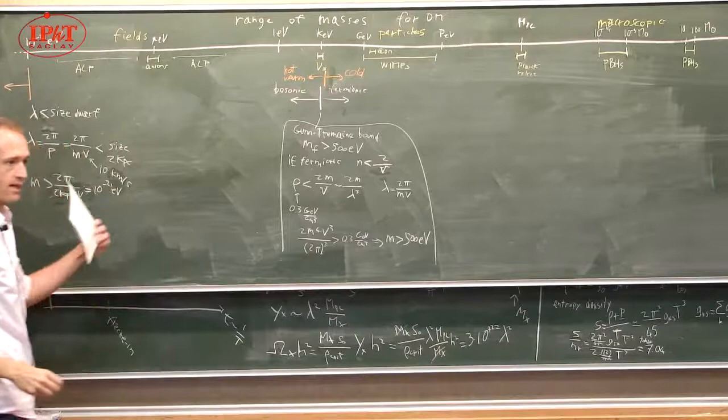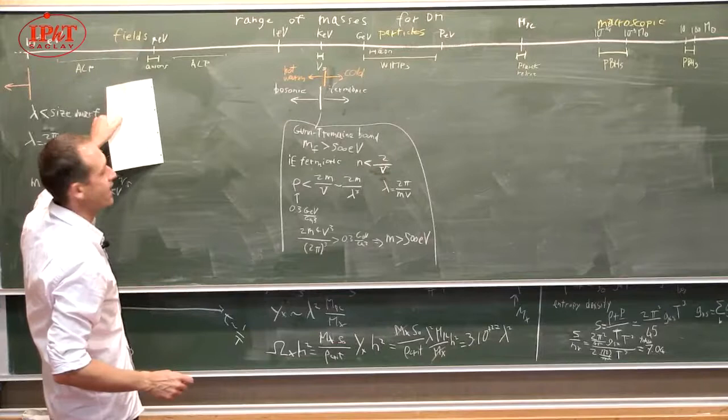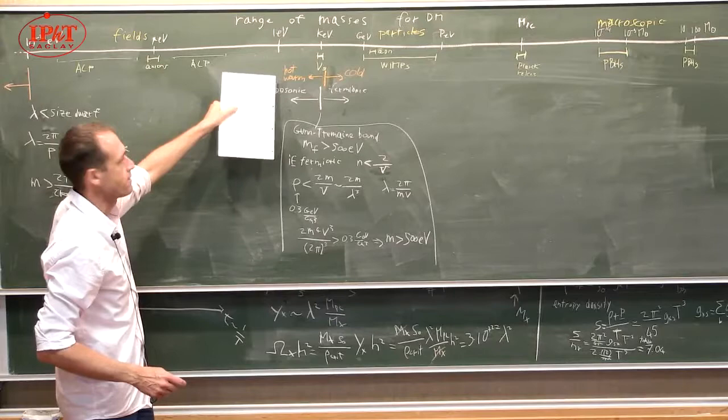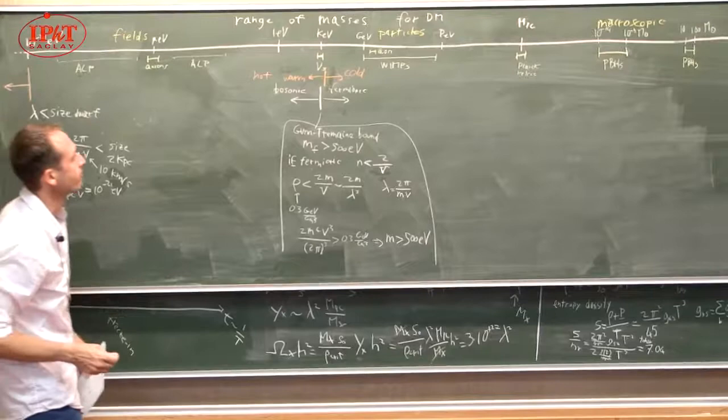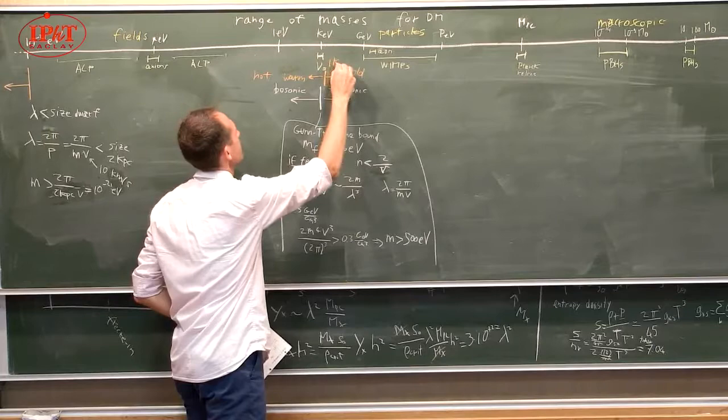So if your dark matter sits on this side of the diagram, it cannot be produced due to a thermal mechanism. Otherwise, it would be hot or warm, which is, say, warm here and hot as you go down, which would be excluded by large-scale structure formation and by the CMB. So this is another, typically at 1 keV, as I discussed last time, the frontier between the two regimes.